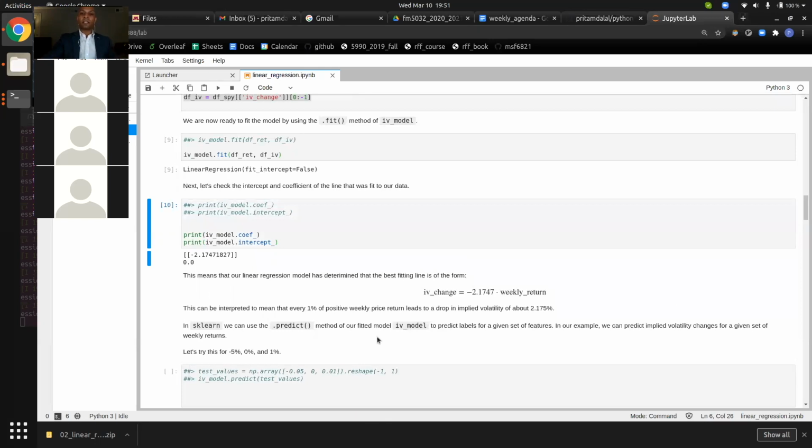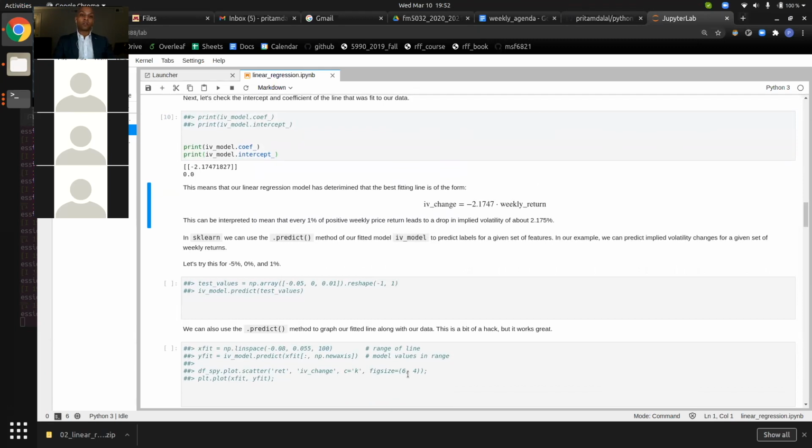Okay, so what this says is that IV change and weekly returns have this linear relationship. So what does that mean? So for every 1% of positive weekly price return, this leads to a drop of implied volatility of about 2.175%.